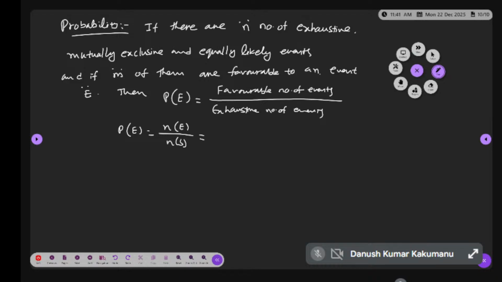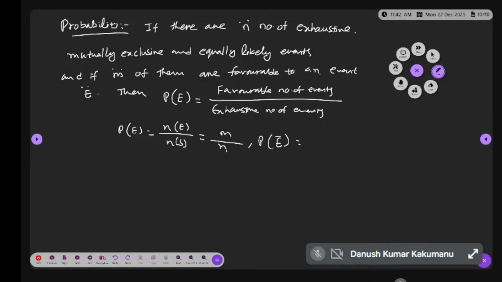What is N of S in our definition? Observe and go through the definition. What is N of S? Is it M or N? You are not understanding the point. What is N of S in our definition? N. M by N, yes or no? Favorable by N, total. You are understanding? Yes. So then, what is the P of E complement?